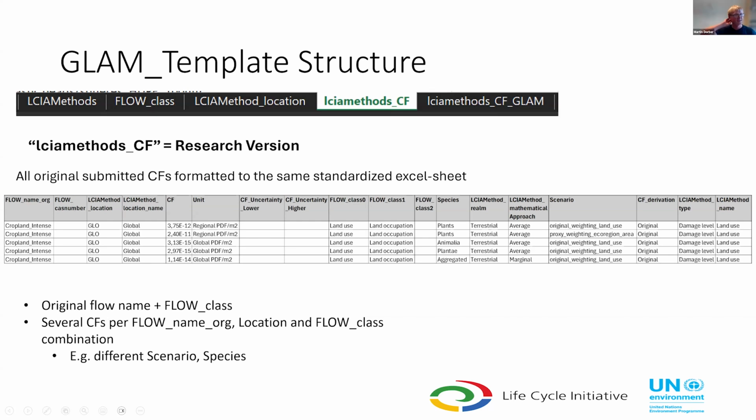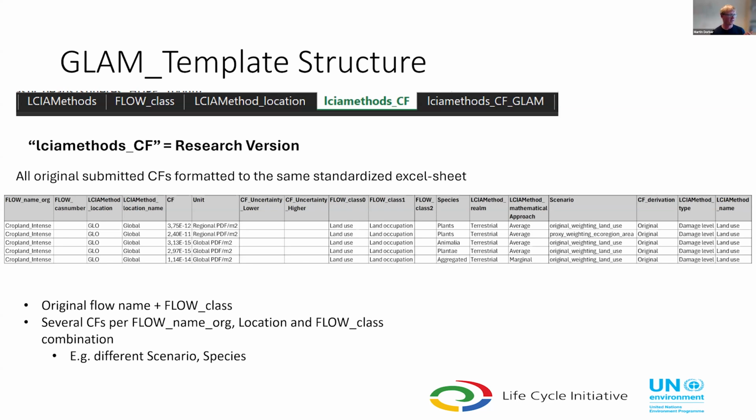Okay. Yes. So if you open these files, you will see lots of different Excel sheets, and also due to time constraints, I think for me the two most important sheets for you are LCI methods CF and LCI methods CF GLAM. So what is LCI methods CF? This is what I tend to call the research version. So what we have in there is all the characterization factors that have been submitted, and I put them in a standardized format so that I can have them in an Excel sheet, and that we can recognize things. So this is how it looks.